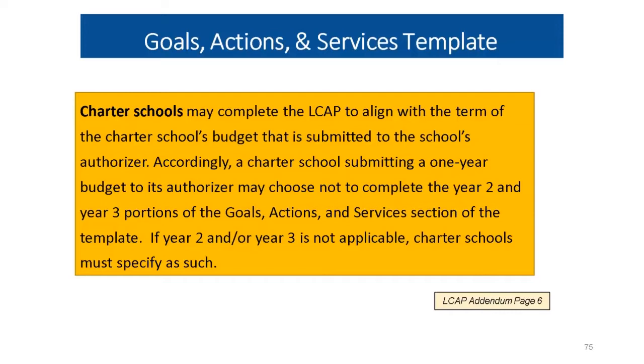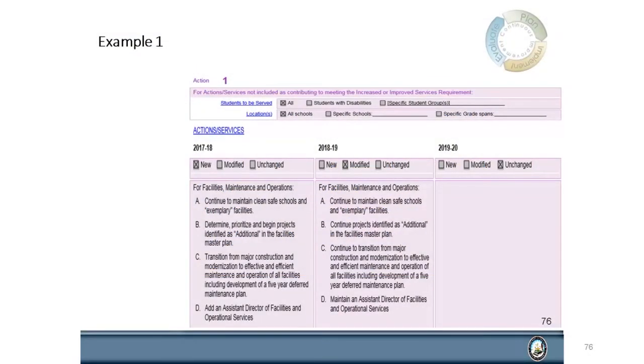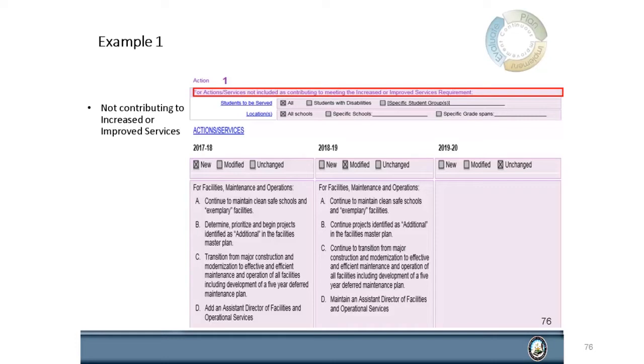If year 2 and/or year 3 is not applicable, charter schools must specify that in the template. We will look at a few examples to show how different actions are reflected in the LCAP. This is an example of an action not contributing to increased or improved services. It is for all students at all schools, which you can see is indicated at the top.